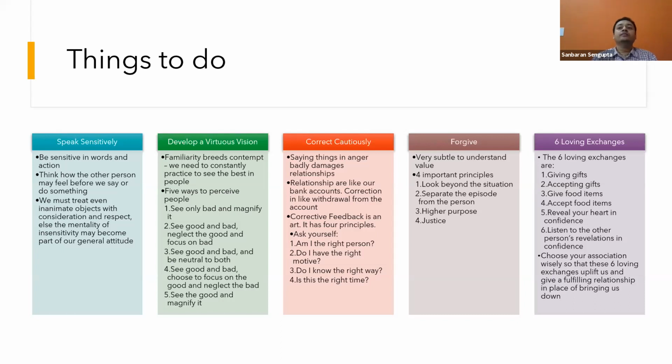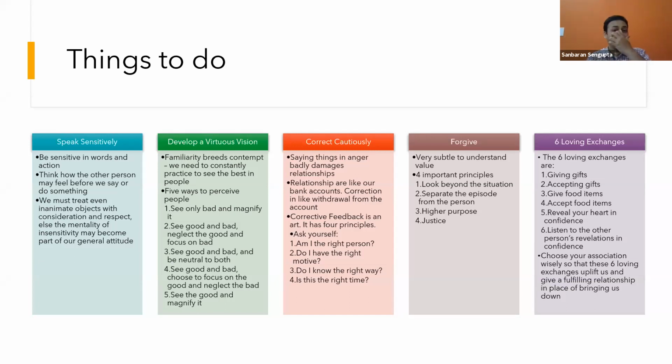Fifth and sixth, guhyam akhyati prichchhati: reveal your heart in confidence to the other person. As the relationship grows thicker and closer, we have to reveal our heart in confidence. And when the other person reveals their heart in confidence, it is important that we hear, give time, be by their side while hearing, and maintain confidence. So these are the six exchanges that we should do to develop stronger relationships.